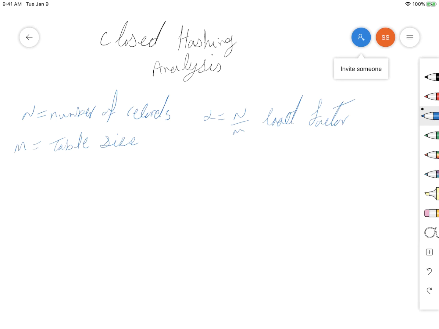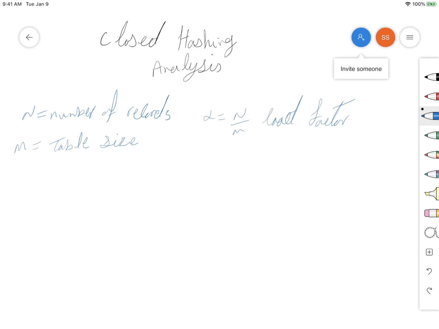Hello everyone. Today we're going to talk about closed hashing, and this time we're going to do some analysis on closed hashing. Let's say that we have n numbers already inserted in our hash table, and m is the table size. So we can define the load factor, the parameter alpha, as n divided by m. It means the percentage of the number of items that we have relative to the total items that we can insert in the hash table.